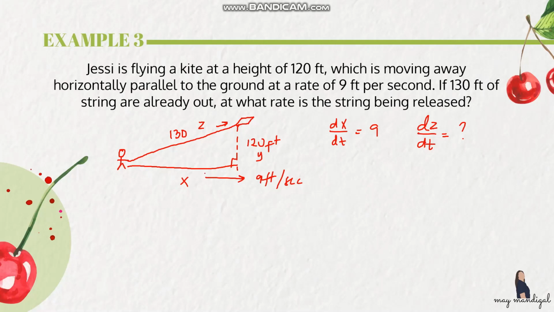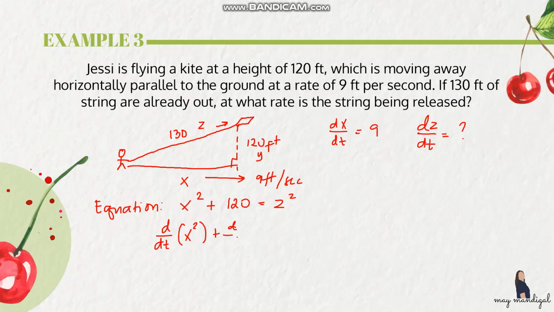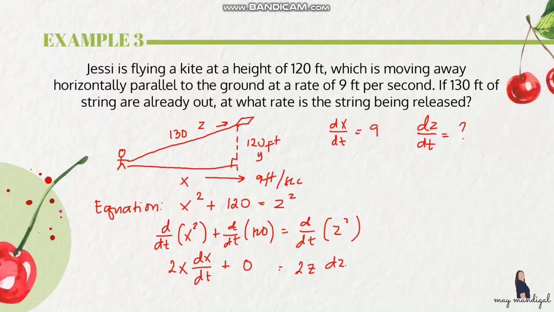Now that we already know which one we want to identify, let's write the equation. Since this is another right triangle, we will again be using the Pythagorean Theorem. But this time, we will just write x squared plus y squared. We know y is not moving, it's constant, so we'll just set it as 120. And for z, since this is moving, let's just write z squared. Then let's get the derivative with respect to t. The derivative of 120 squared is 0, so this is 2x dx over dt plus 0, and then 2z dz over dt.